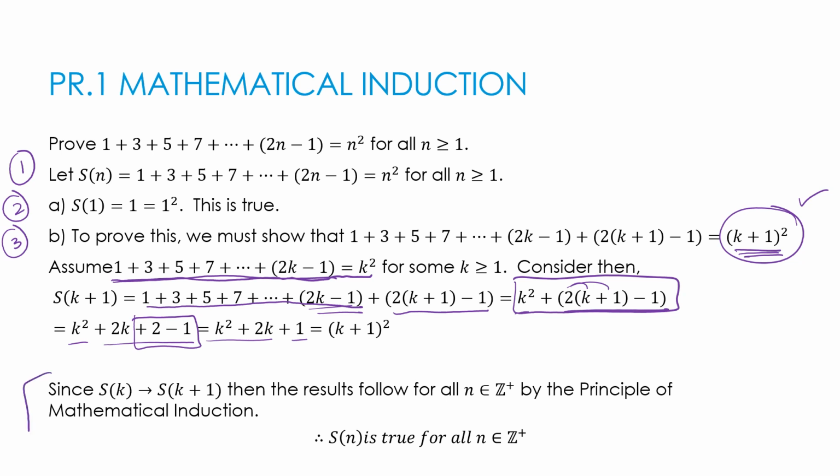So again, don't forget step 4. A lot of people end right here and they say, okay, good to go. It's okay at the end to say, hey, look what I just did. I just showed that because S of k implies S of k plus 1 is true, then the results follow for all of the n's in the integers.